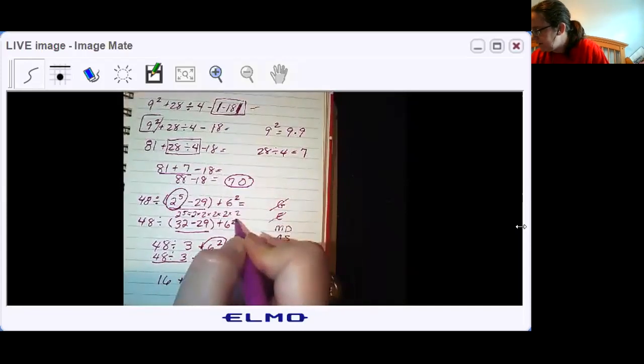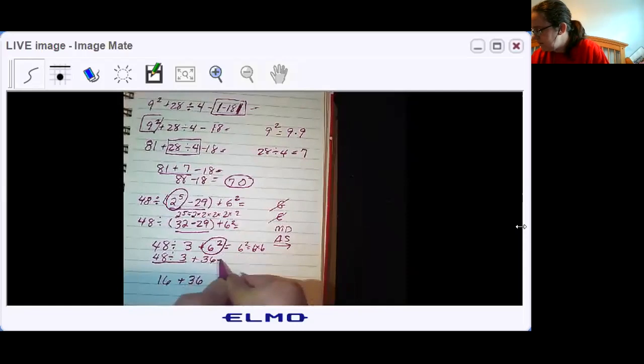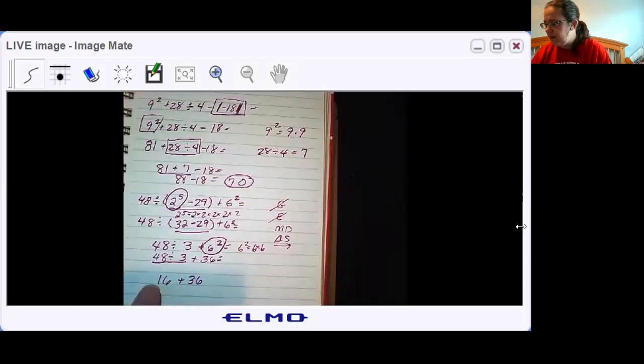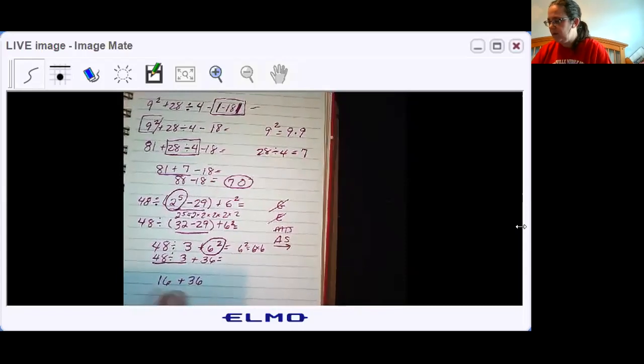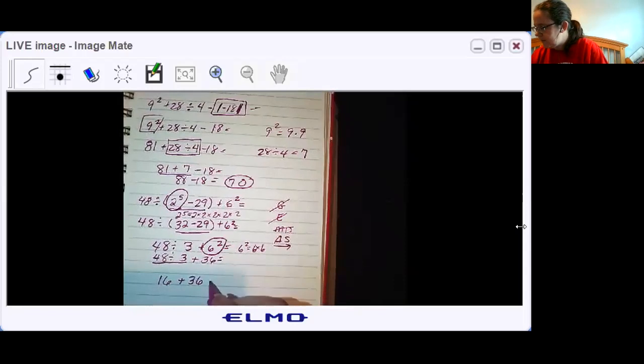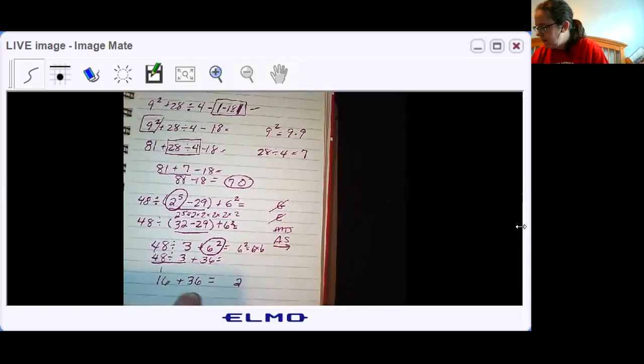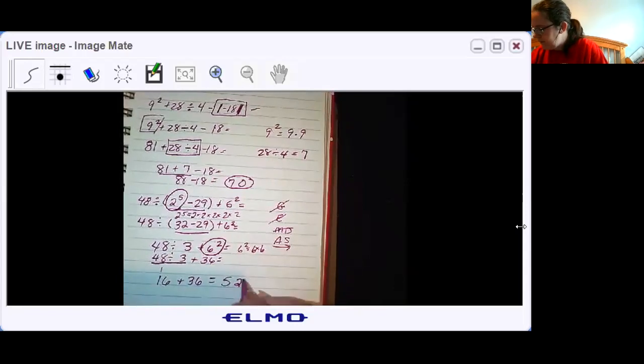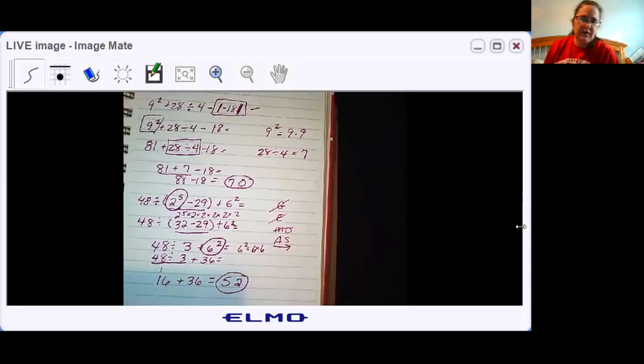So we're still trying to figure out what this equals. Have I cleared out all my multiplying and dividing now? I have. So now we go to adding and subtracting. 16 plus 36. Let's see. 6 plus 6 is 12. Carry the 1. 3 plus 1 is 4 plus 1 is 5. So my final answer is 52.